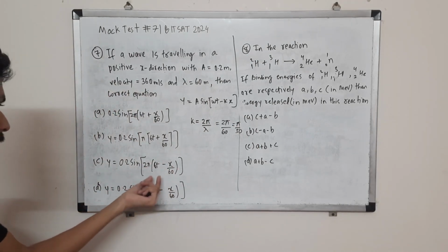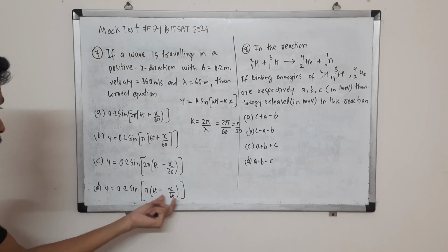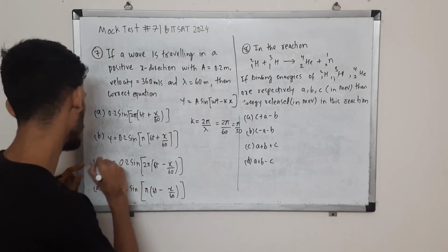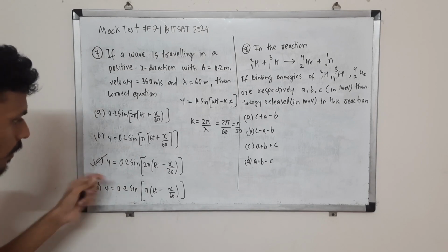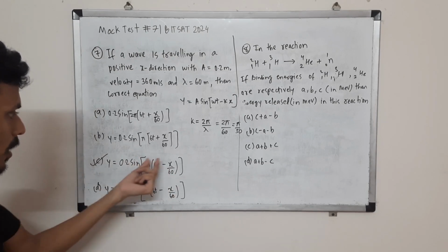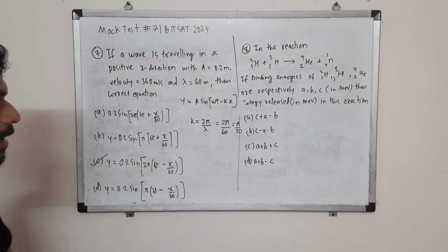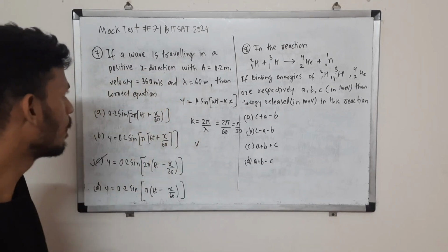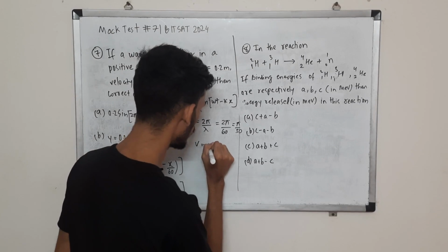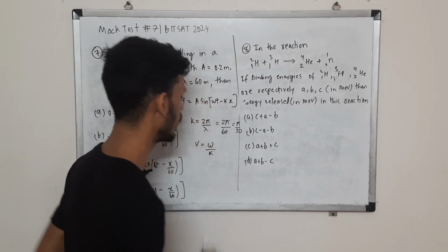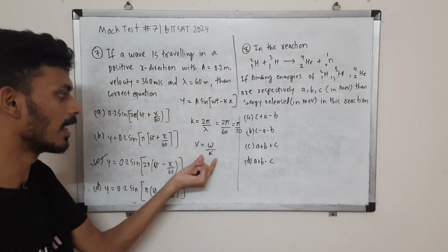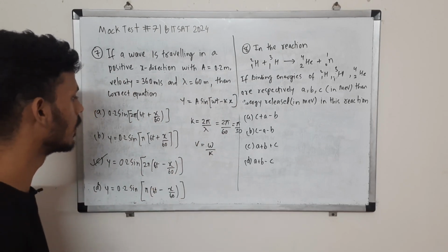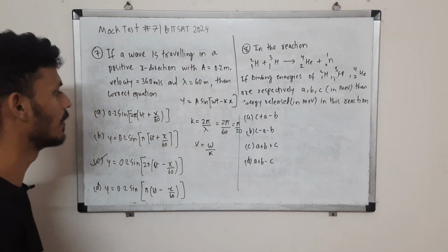If you take this, you can see this is pi by 30, this does not give you that. So we have filtered, and this will be the correct choice, right? No need to find omega also, only this one will give you pi by 30. If you want to find omega, you can. We are given the velocity, so omega by k, right? Velocity is the coefficient of t divided by the coefficient of x. So this is how the velocity of a wave is given from the wave equation.